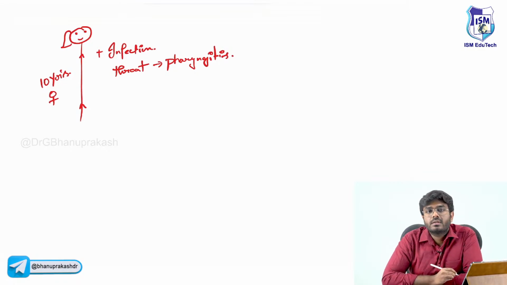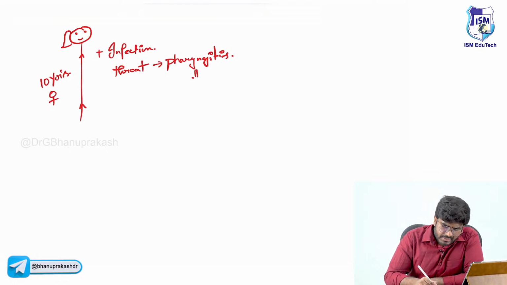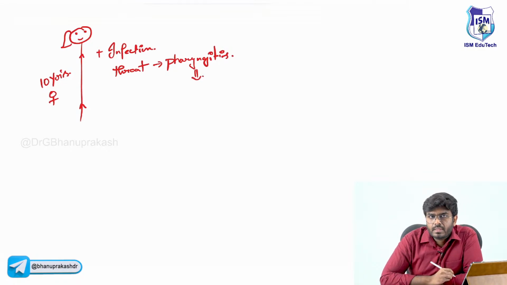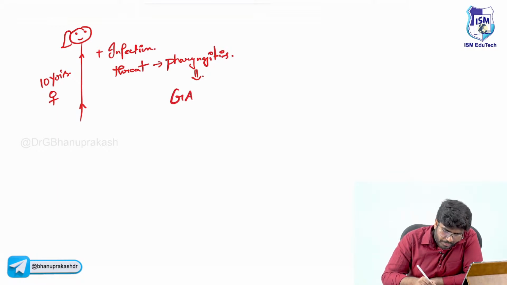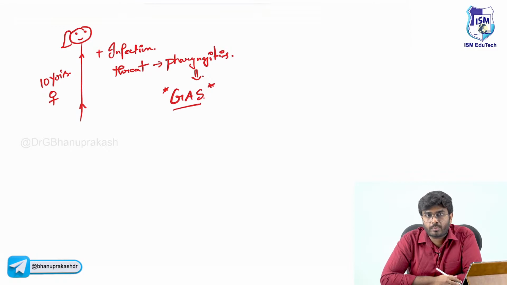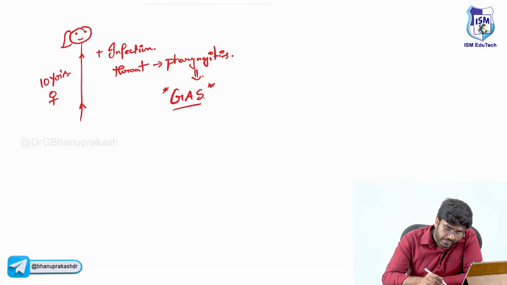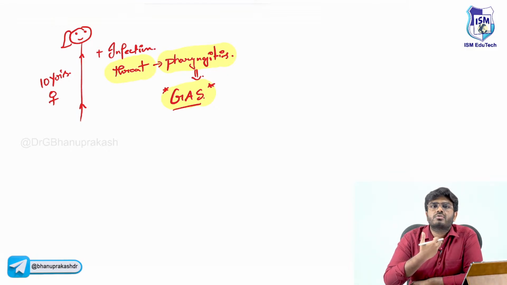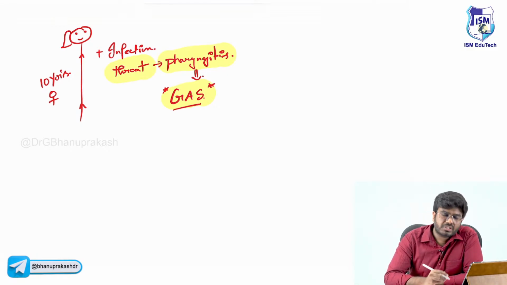Now, this pharyngitis is because of which organism? It is because of GAS, group A Streptococcus. There is an organism called group A beta hemolytic Streptococcus. Because of this organism, the female is having pharyngitis and throat pain. Now tell me, her immune system is going to be activated or not? Yes, her immune system is activated, sir.